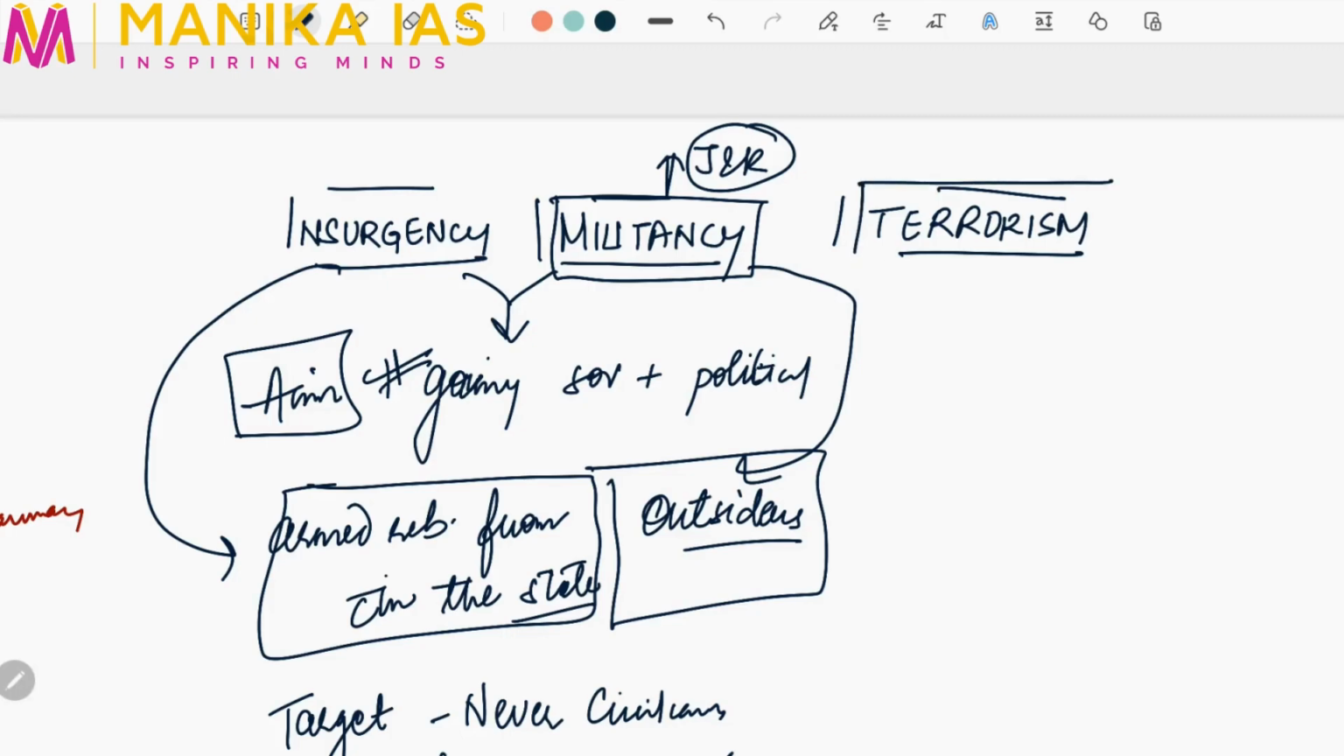But what about terrorism? The purpose of terrorism is never to gain political power. It is always to instill fear, to make their presence felt. It is generally a tool of proxy warfare which is used by other countries. So the purpose is to instill fear and terror in the minds of people. And they do not shy away from attacking civilians also. They do attack civilians as well.